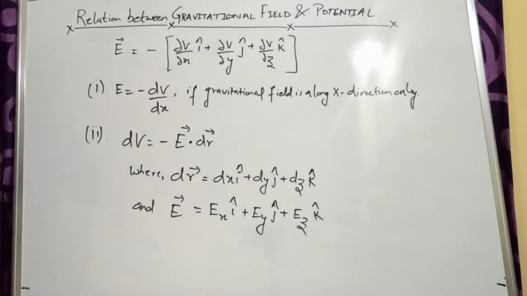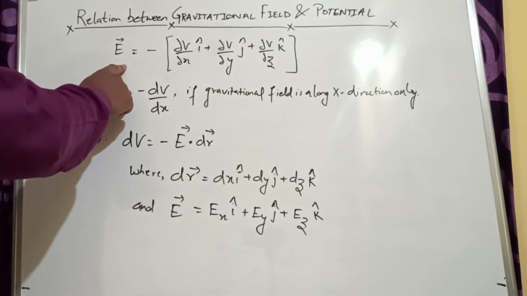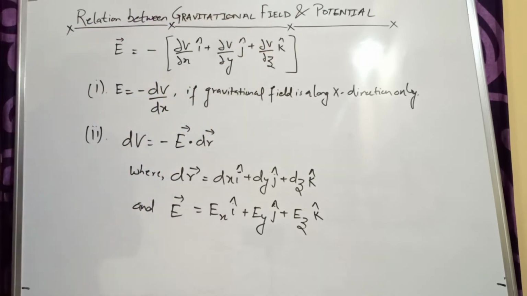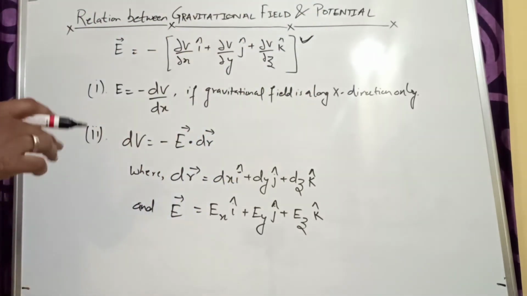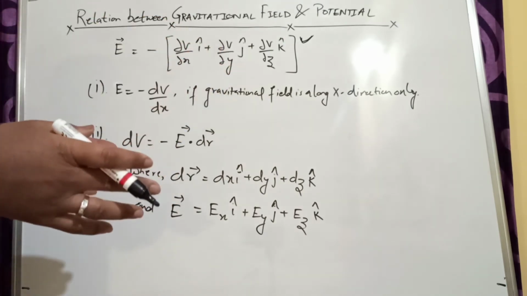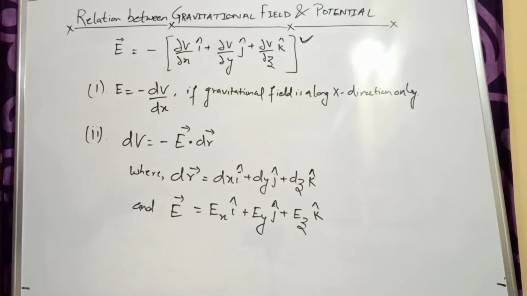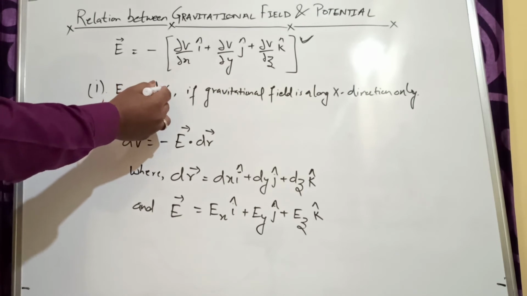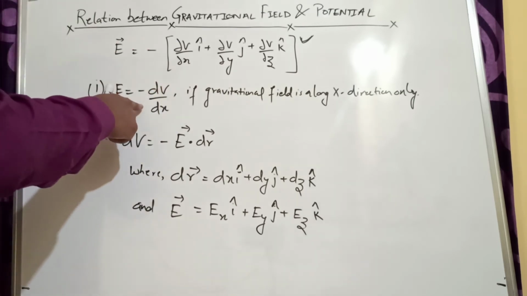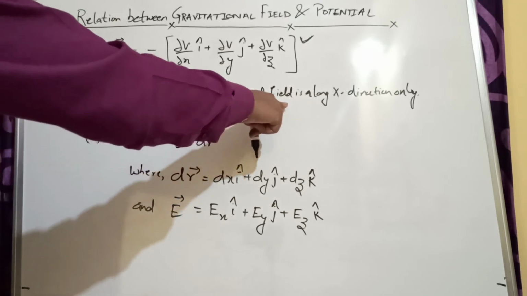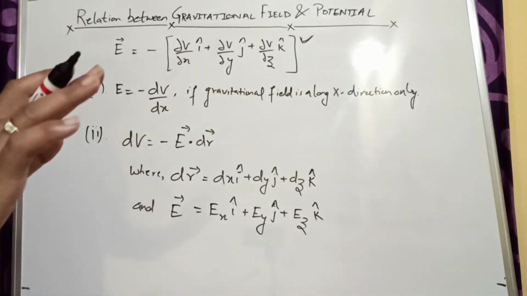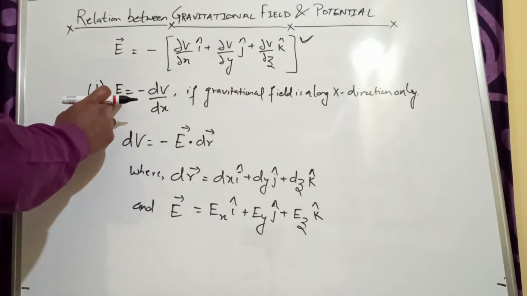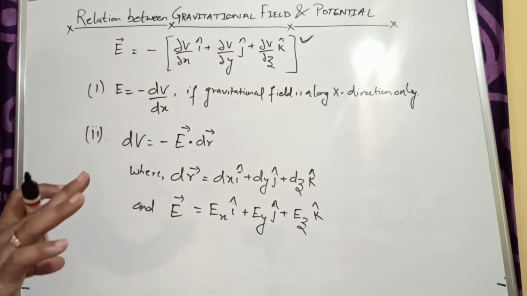Now this is the last thing. See, I have told you that the relation between gravitational field and gravitational potential is given by this equation. Now this equation can also be written in some different ways while solving your numericals, just to save time. See, first you can write E equal to minus dV by dx, where you will write this equation if your gravitational field is along x direction only. If the gravitational field which is given is only in x direction, then you can write E equal to minus dV by dx.